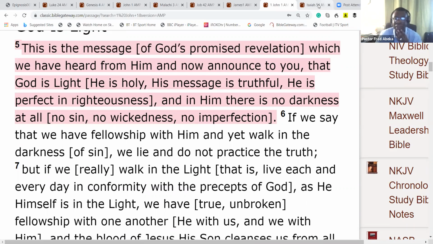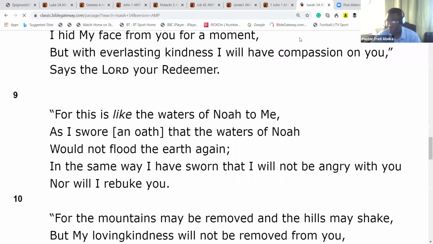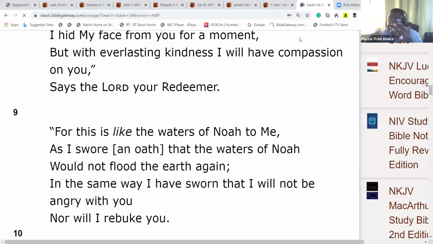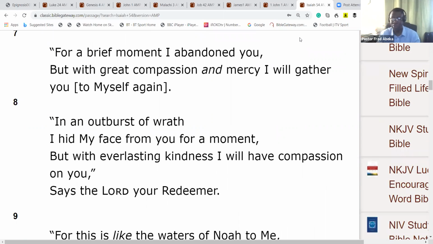Okay, so let us come to a statement like that. Let's come to Isaiah 54. Now we are come to deal now with the nitty-gritty. Now we have entered the place now. And we shall continue on Monday. But now we have entered. I've brought you along this journey, so we don't have to go backwards.